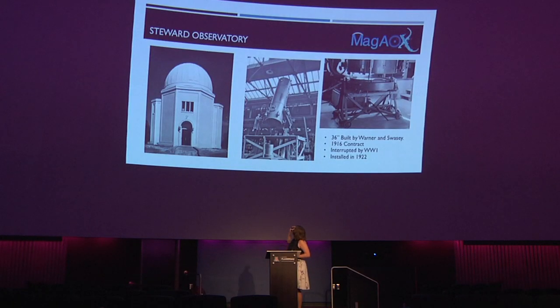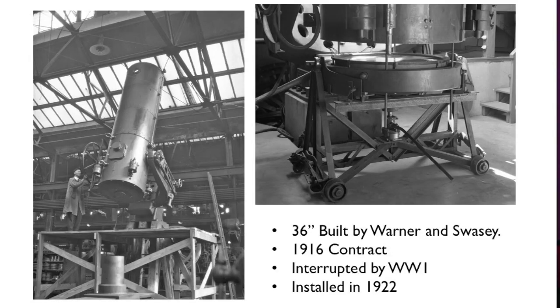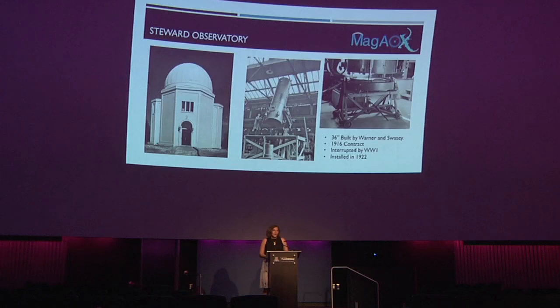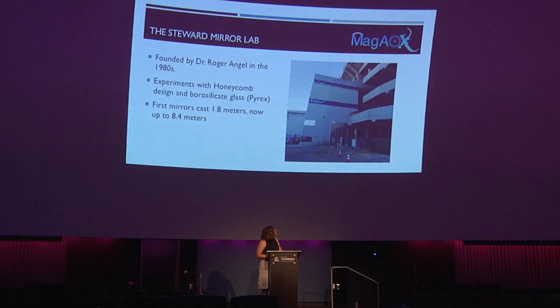In the middle and on the right, you can see historical photos of the telescope being built in the factory of Warner and Swasey. So Warner and Swasey got the contract to build the 36-inch reflector in 1916. But soon after, World War I started, and they had to start making things for the military. So the contract of the telescope actually got pushed back, and it wasn't until 1922 that our first telescope was installed here at the University of Arizona.